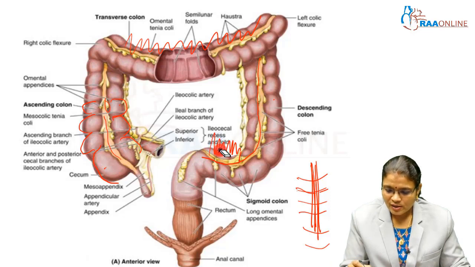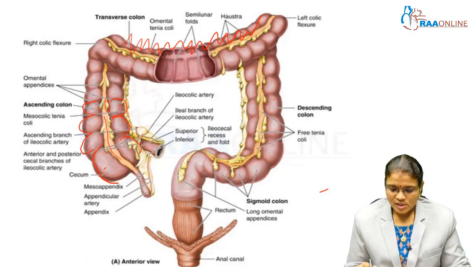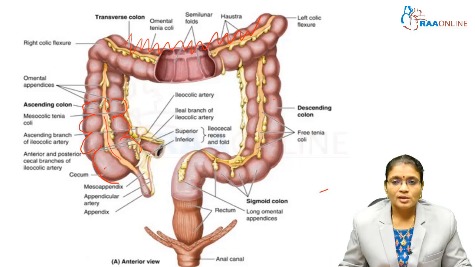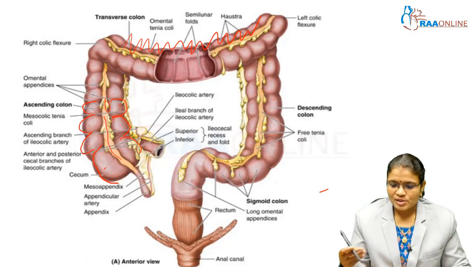Coming to this picture again. See, this is a picture showing the large intestine where there is a longitudinal muscle coat which is nothing but the tinea coli, and in between the haustrations there are semilunar folds. These are the characteristics of large intestine.